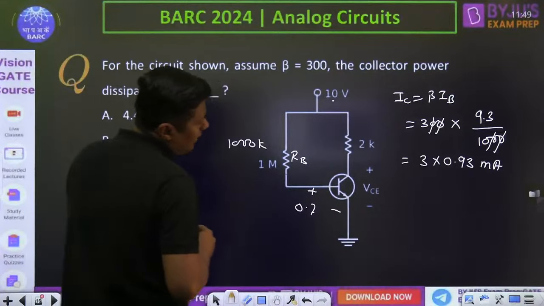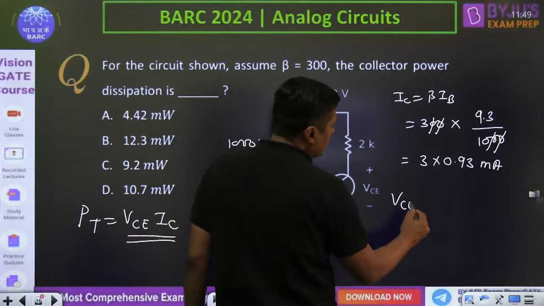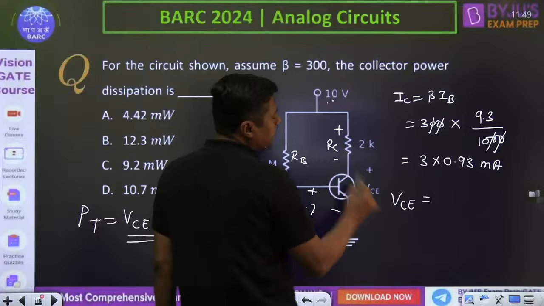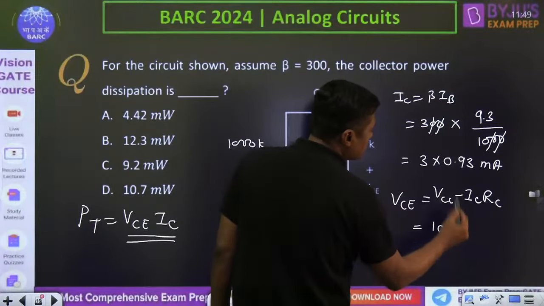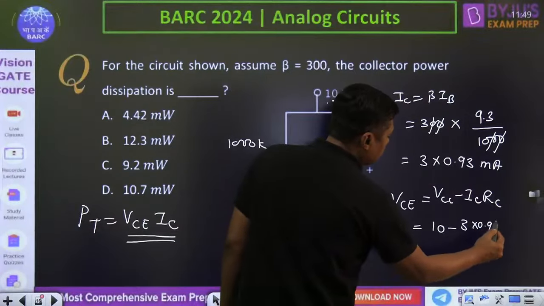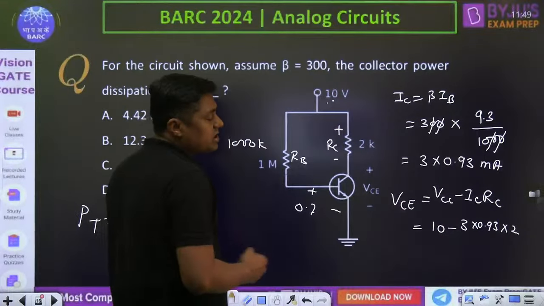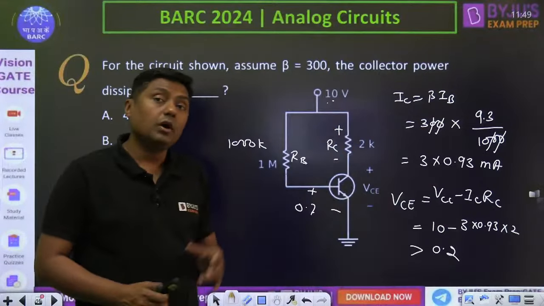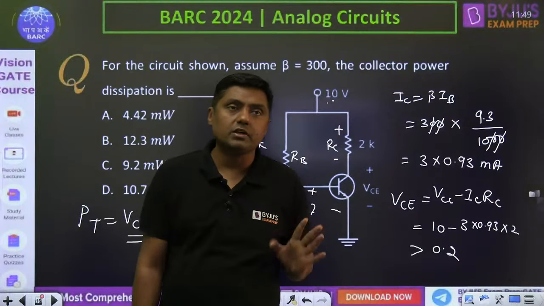Now, what is the value of VCE? Value of VCE will become VCC minus the drop across RC, that is VCC minus IC into RC. It is 10 minus this value into 2 kilo ohm, 3 into 0.93 into 2. Definitely it is greater than 0.2. It means it is not in saturation. Now multiply it. What is the value of VCE and what is the value of IC? Which answer is correct?